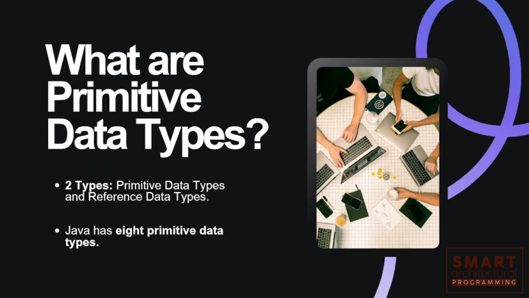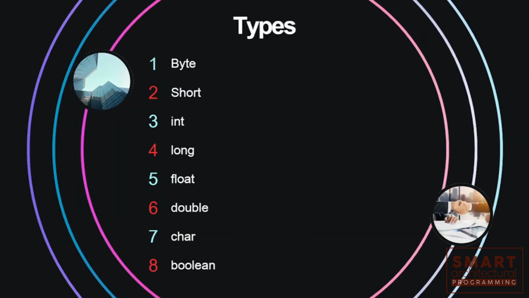We have 8 primitive data types. Each one is designed to store a specific kind of value. So let's explore these types of values. There are 8 here. As you can see, we have a byte, a short, an int, a long, a float, a double, a char, and a boolean.